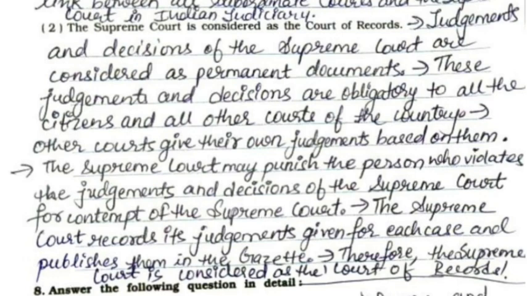The Supreme Court may punish the person who violates the judgments and decisions of the Supreme Court for contempt of the Supreme Court. The Supreme Court records its judgments given for each case and publishes them in the Gazette. Therefore, the Supreme Court is considered as the court of records.